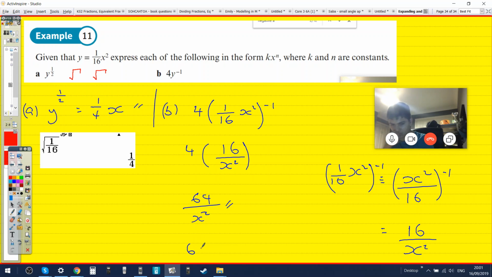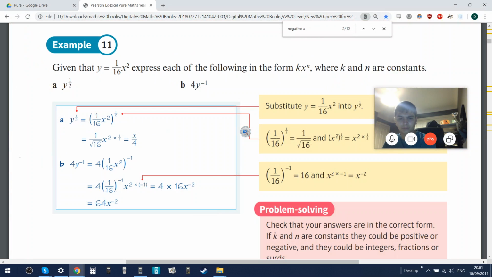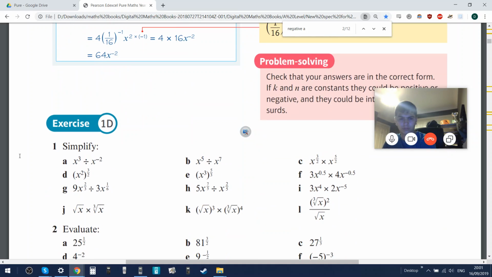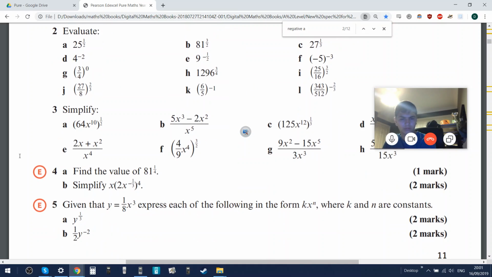And so 1 over x to the plus 2 is x to the minus 2. Okay. Do you remember that from GCSE? Pair of negatives? I think so. It's tricky.